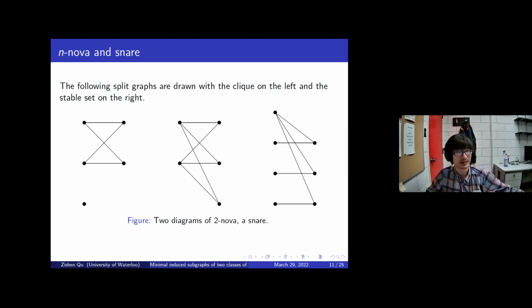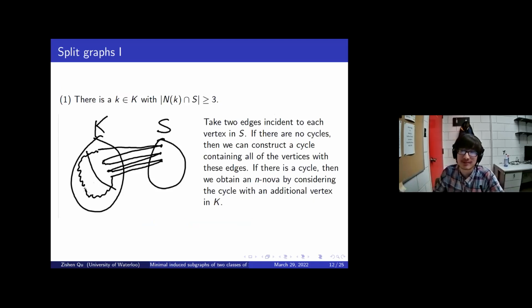All right, let's start on the 5 claims. So claim 1: there's a K in the clique where the neighborhood intersected with the stable set is at least 3. Well, okay, suppose not. Then if you take all the vertices in S and just take 2 edges incident to each one of them and look at that graph, there's no degree 3. Well, okay, there's no 3 edges incident to one vertex in K, because that's what the assumption was, that this didn't hold true.